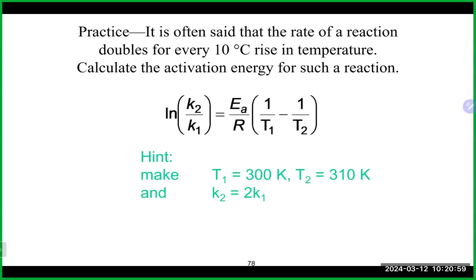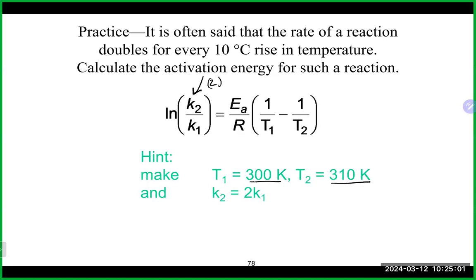All right, so let's try another one here, maybe. As we talked about earlier, oftentimes we talk about the rate doubling for every 10 degrees Celsius rise. Calculate the activation energy. In this case, there's a hint as to how to do it there. Okay, so they chose basically a 10-degree spread here in terms of our temperature, and they already converted it to Kelvin, which is good.